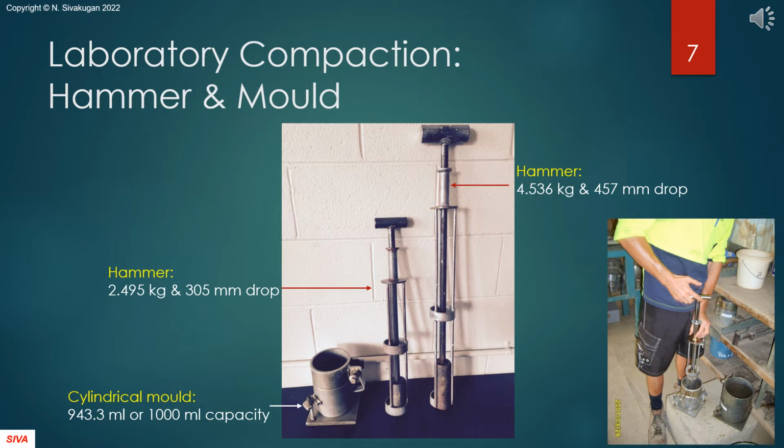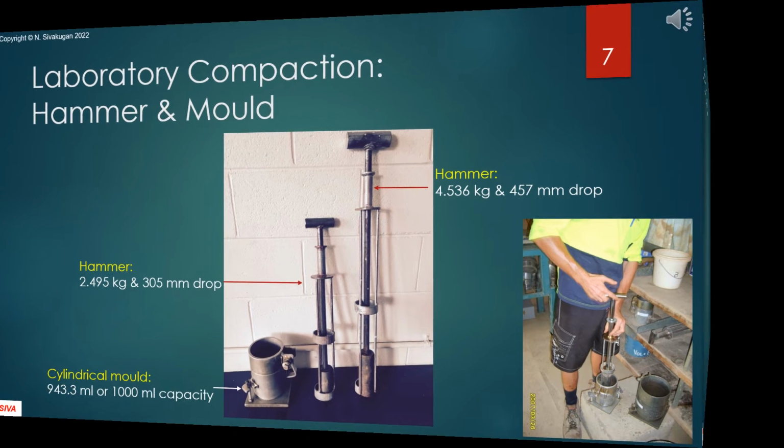Here you can see the compaction hammers and molds used in the laboratory for compacting a soil using a specific compactive effort. The hammer assembly consists of a standard mass that is raised and dropped over a fixed height, applying a certain energy to the soil in the mold for each blow.